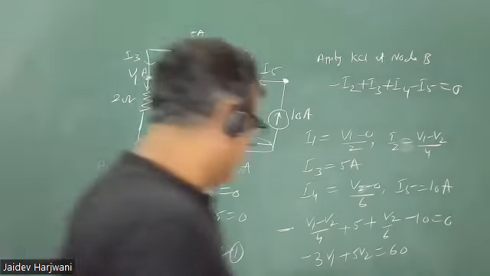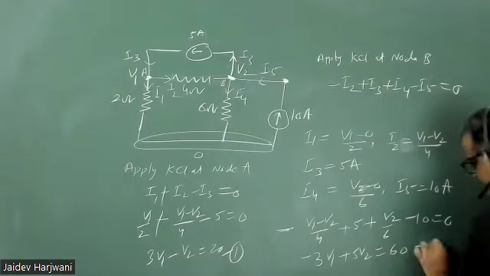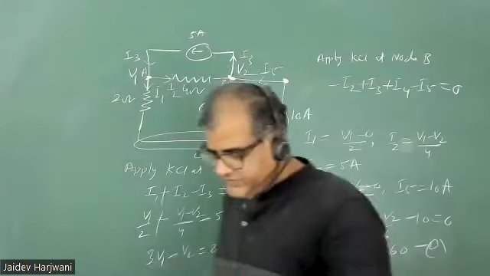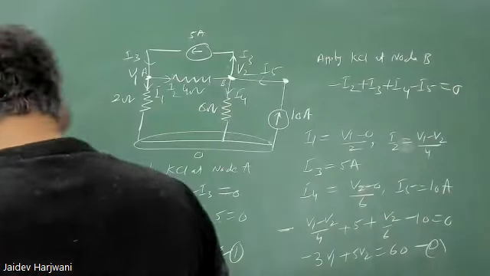V1 is 10 by 3 and V2 is minus 10. No, there is a mistake in the calculation. V2 is 20 and V1 is 40 by 3.